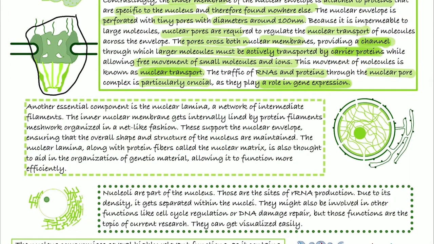Another essential component is the so-called nuclear lamina, which is a network of intermediate filaments. So here you see we have the outer membrane, then we have the inner membrane, and the inner membrane is lined by a protein filament meshwork organized in a net-like fashion. And this supports the nuclear envelope and ensures the overall shape but also the structure. It's also thought that it might aid in the organization of the genetic material, which would be, of course, highly relevant.